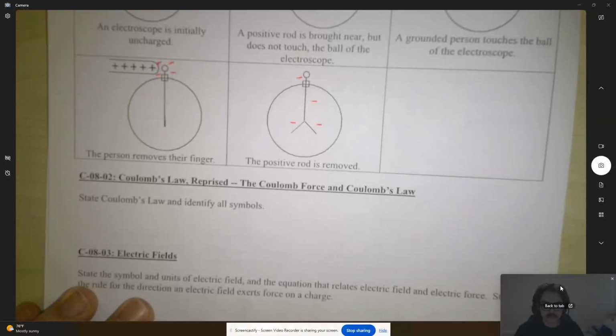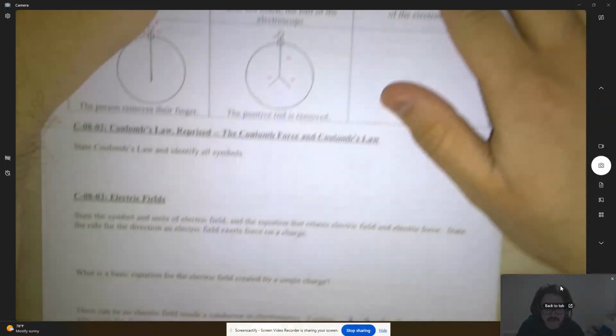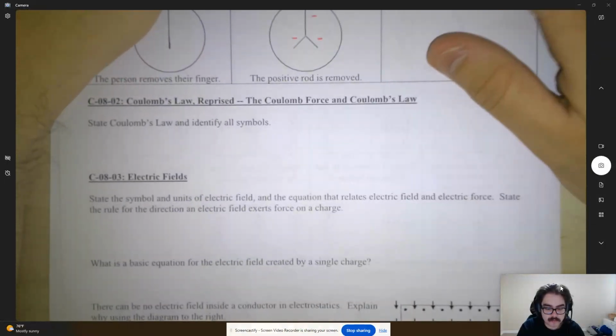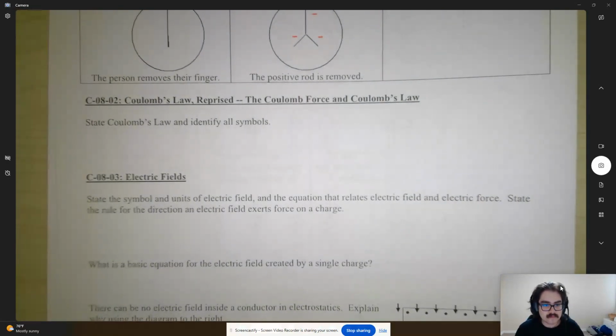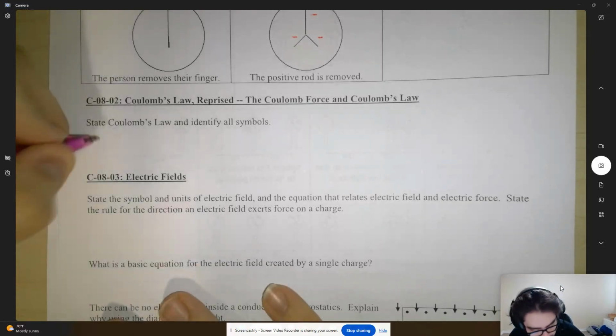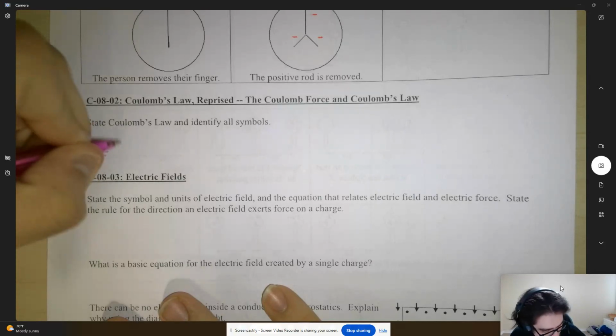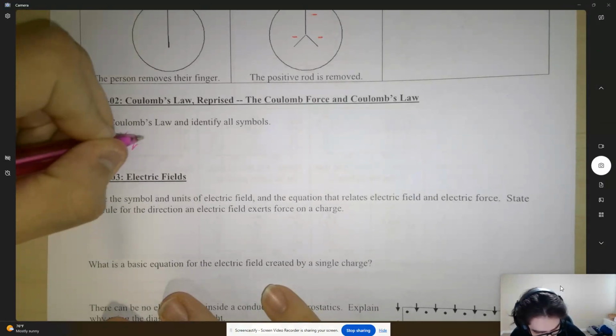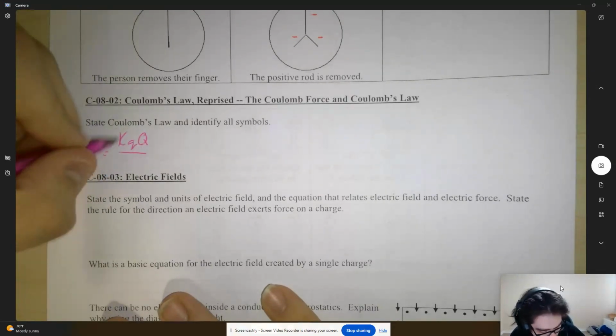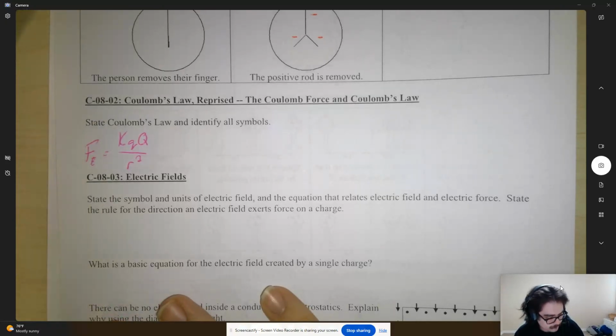All right, we're going to talk about Coulomb's law now, and it's just this one section right here, so super, super brief. Coulomb's law is something that we learned in Unit 2. This is simply the force, the electric force is equal to kQQ over r squared.